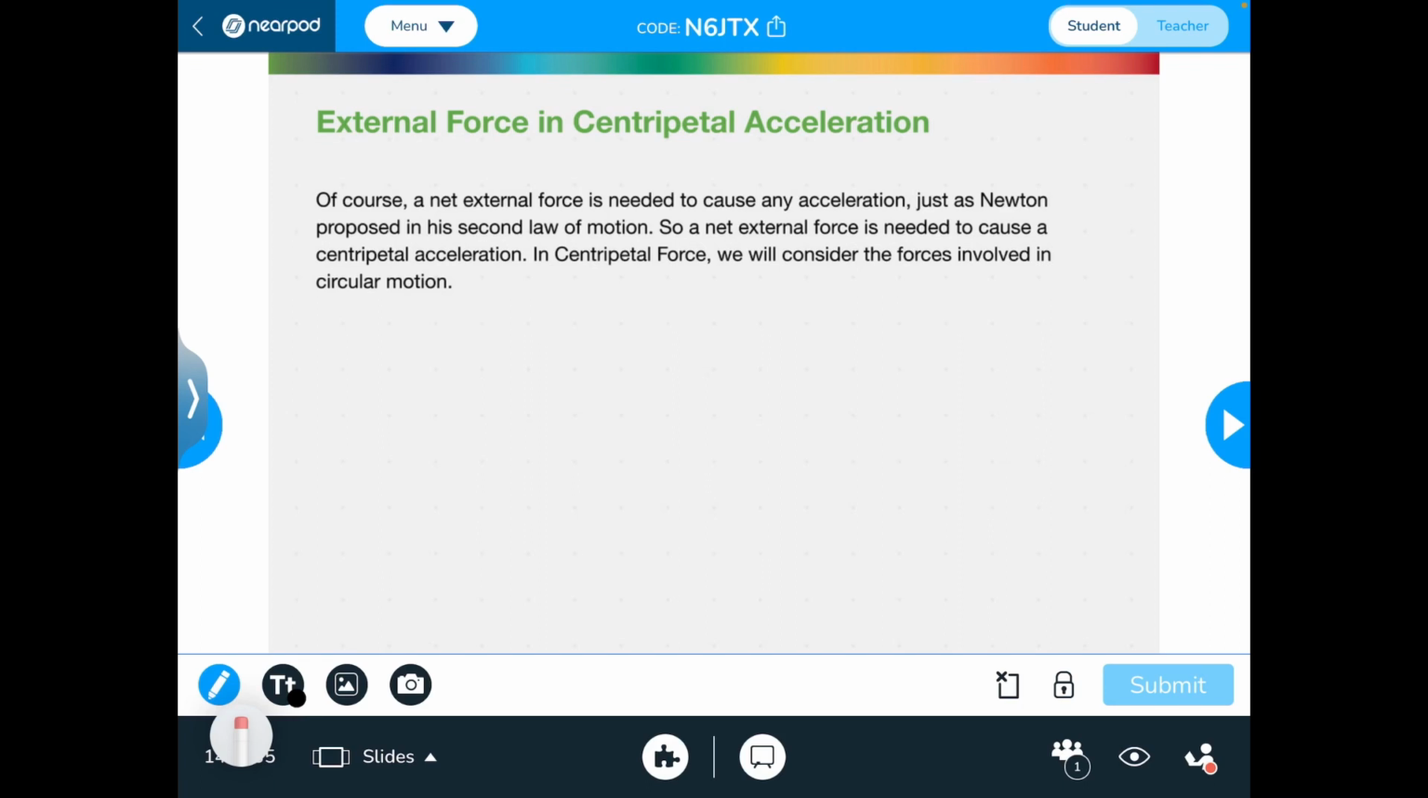So this is just reiterating that the next thing we're going to take a look at is centripetal force. Remember, centripetal again means things that point towards the center, or center facing. So centripetal force is the force that goes along with centripetal acceleration.